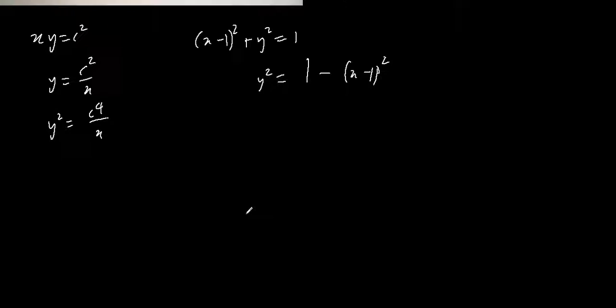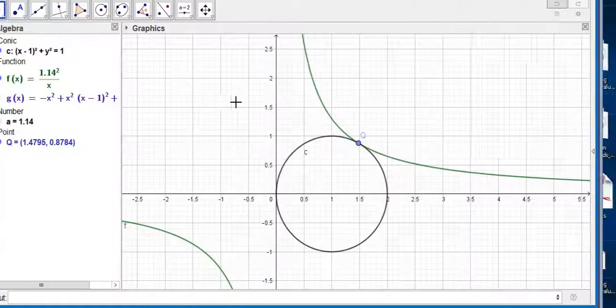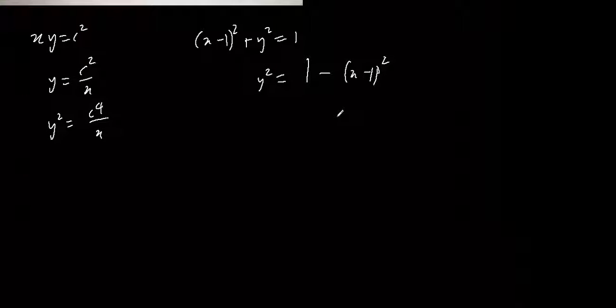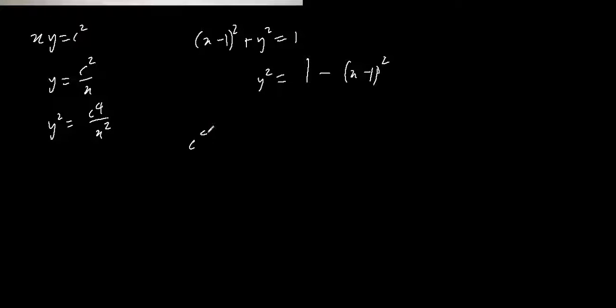So now, remember, these both touch, right? So that means they are equal to one another, right? And the solution, by equating this, we'll get the x value. Remember, if we equate these, that shows where they intersect, and that shows the x value of where they intersect. But that x value also is the double root of the equation that we'll get. So I have c to the 4 over x squared is equal to 1 minus x minus 1 squared. Okay, let's simplify this out a little bit.